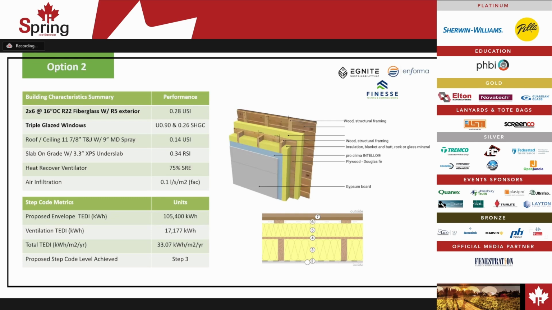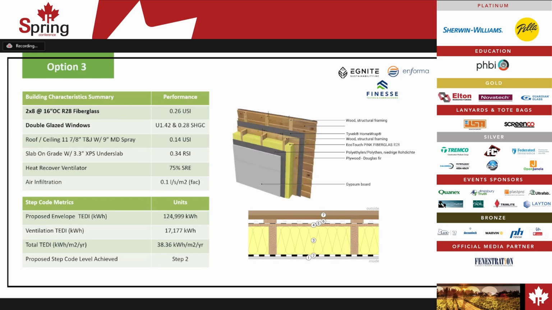So one of the things we looked at was that same wall assembly with R22 fiberglass, that R5 of exterior insulation, with triple glazing, having an average metric U value around 0.9. That was the meal ticket in getting them to Step 3 performance through triple glazing.